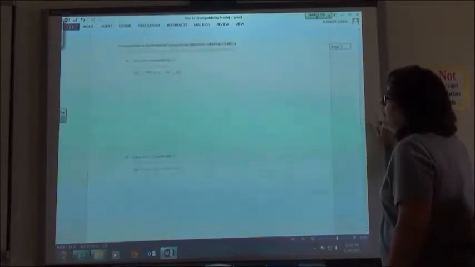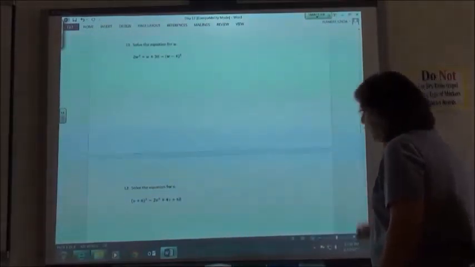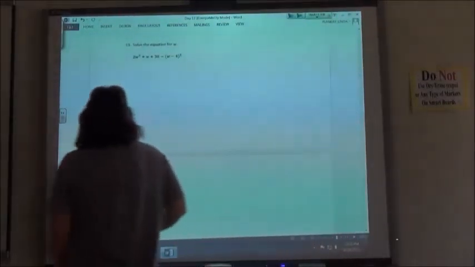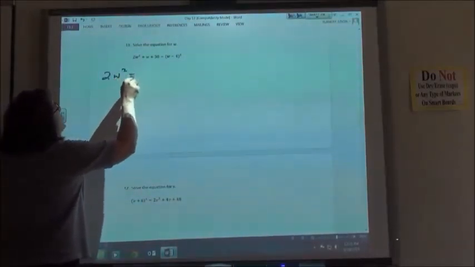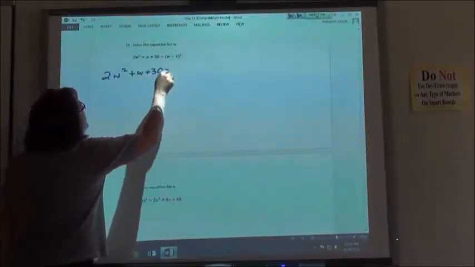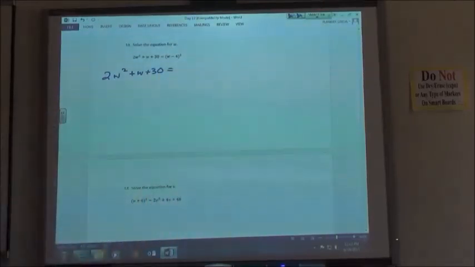Let's see here. Must be on number 11. So number 11, same kind of thing. I would start out by squaring that. So 2w squared plus w plus 30 is going to equal, and what's going to be on the right-hand side when you square that?